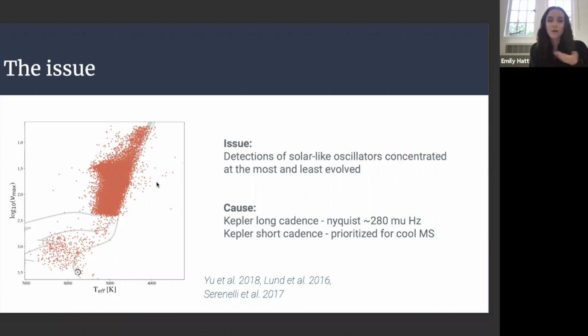So I don't know if you can see my mouse, but I'm pointing at it. This is a seismic HR diagram. It's nu max on the y-axis rather than luminosity, and then, of course, effective temperature, and then I've included some evolutionary tracks there. So you can see the issue.